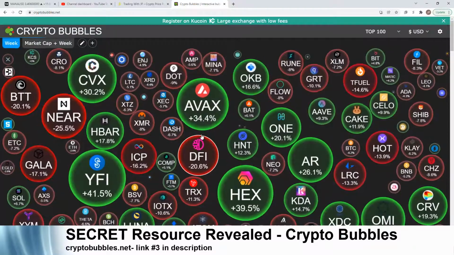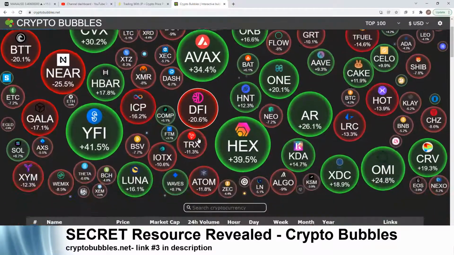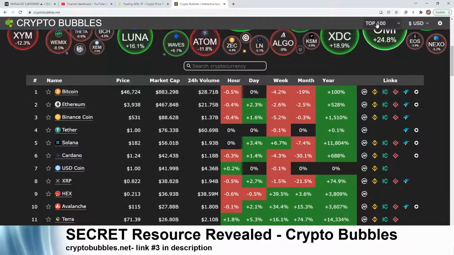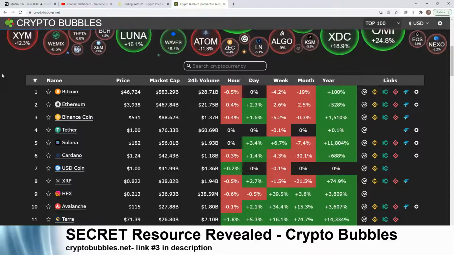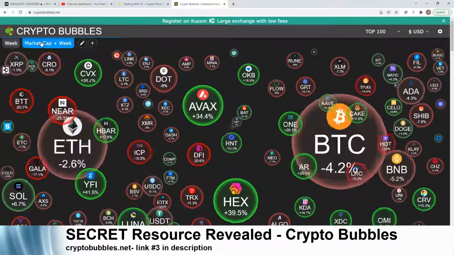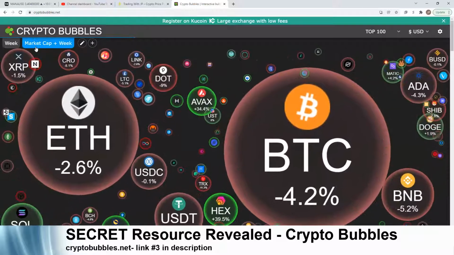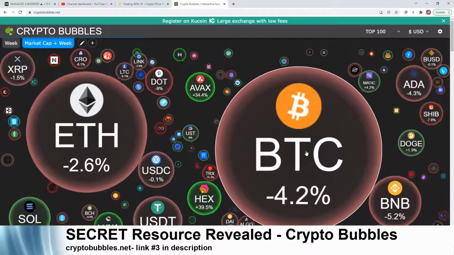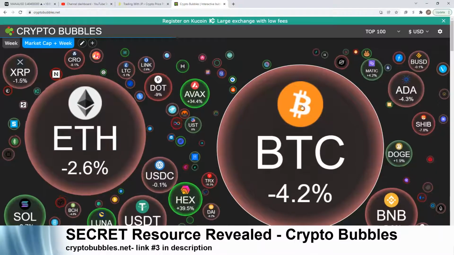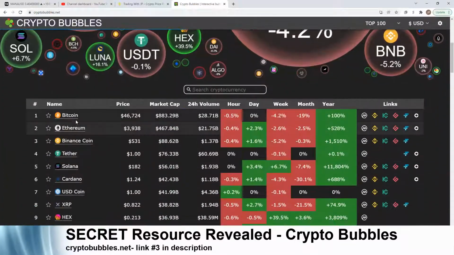If I continue to show you this, right now we're looking at the top 100. You can see that you can actually change that if you want. You can also go up here and look at the total market cap plus the week. So this is going to change the bubbles around a little bit. Bitcoin is obviously the largest, followed by Ethereum, just because Bitcoin has the largest market cap, exactly how you can see here.